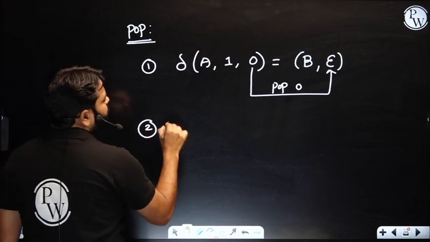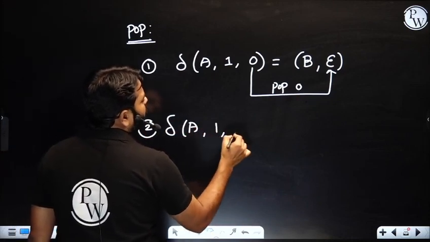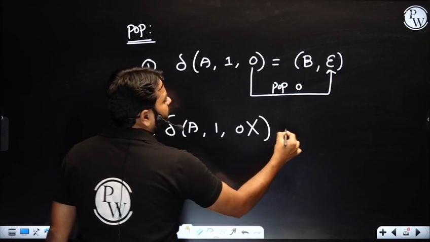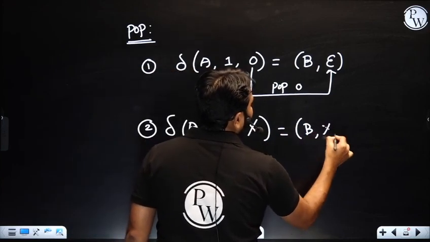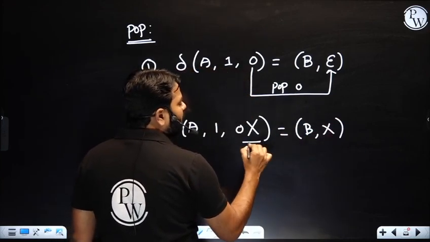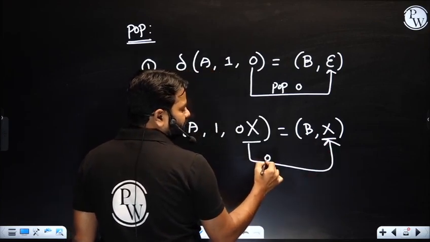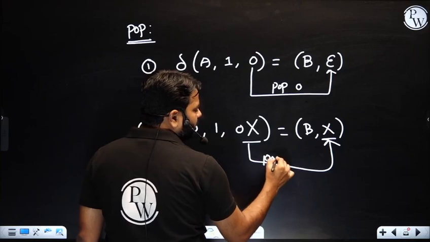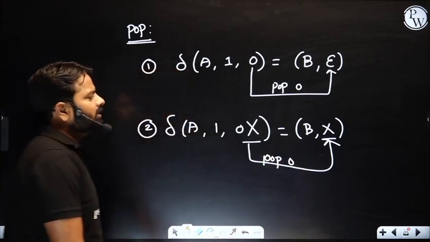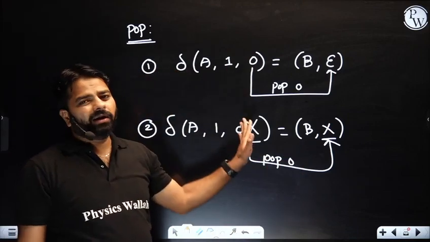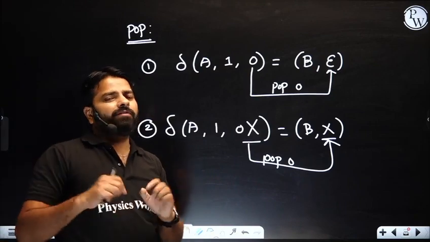Second, you have a comma 1 comma 0 x. Now you have left with only x. Then here, what happened here to here? That zero is deleted, right? You are just popping zero. These are the two ways, but don't write epsilon here. If you don't look at the top of the stack, you will never pop it.